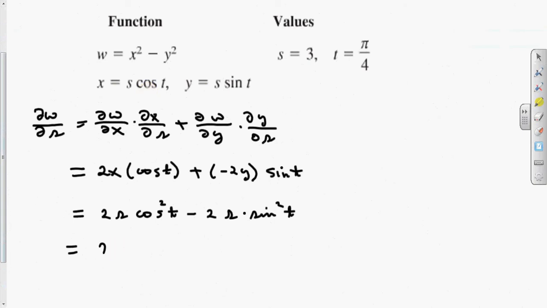So this is 2 times s. S is 3 here, times cosine of pi over 4, squared. So cosine of pi over 4, that's just 1 over the square root of 2, or square root of 2 over 2. So this is 1 over the square root of 2, squared, minus 2 times 3 times sine of pi over 4, which is, again, 1 over the square root of 2, squared. You get 0.